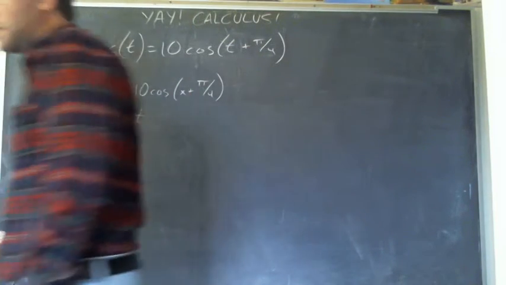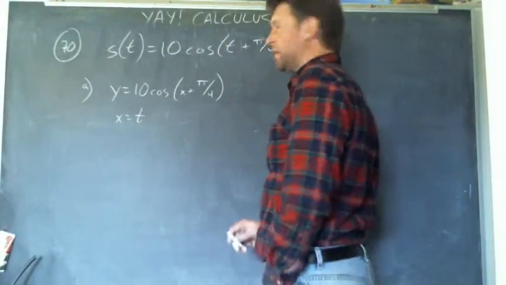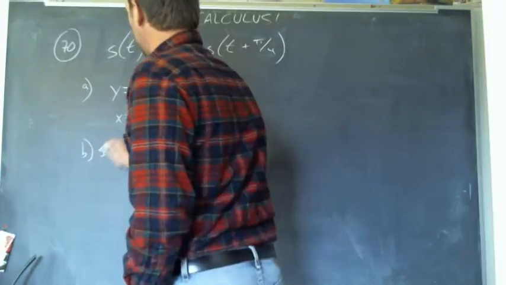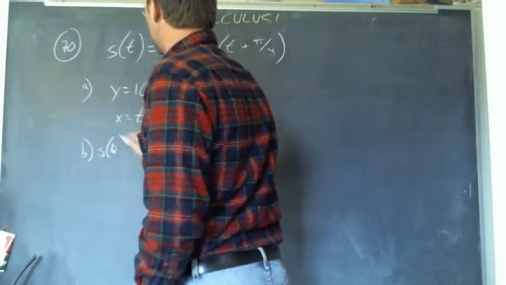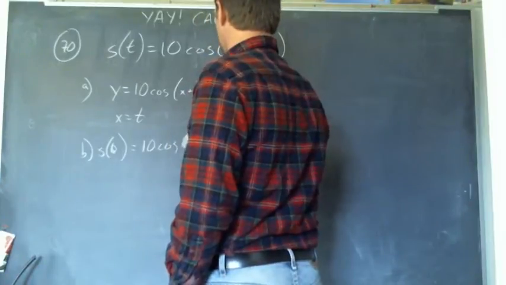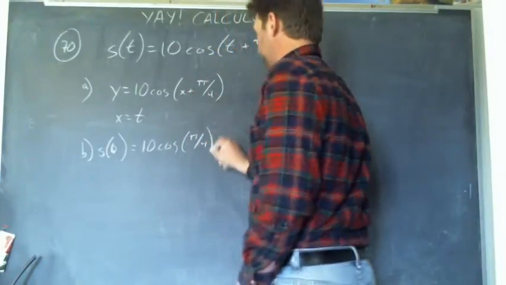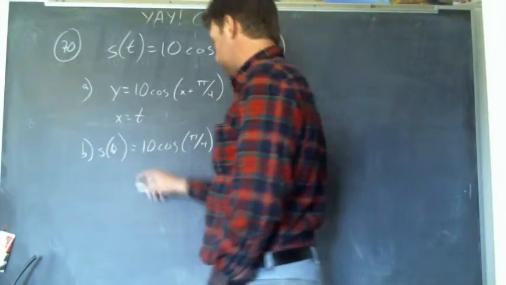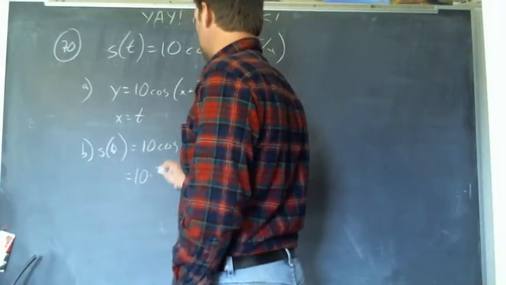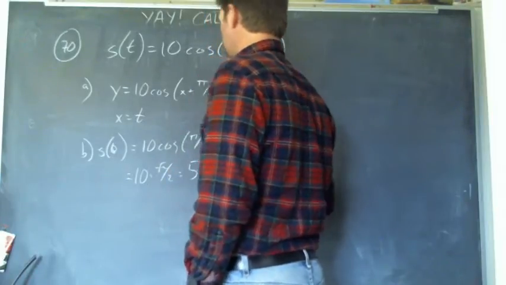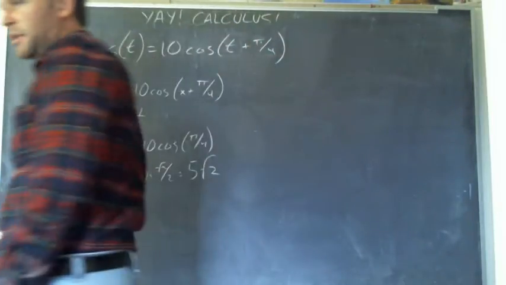What's the particle's initial position at t equals 0? So that's just s of 0, which would equal 10 times cosine of pi over 4. Cosine of pi over 4 is radical 2 over 2, so 10 times radical 2 over 2 equals 5 radical 2. So our initial position, that's where we start.